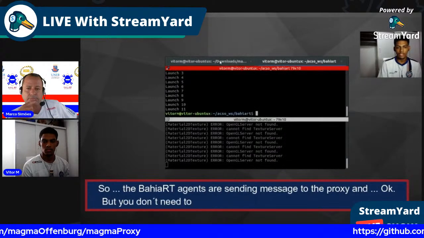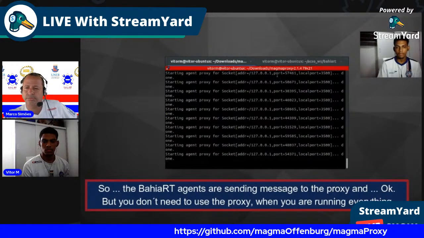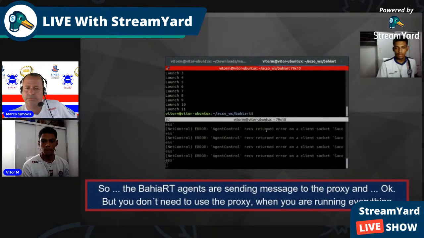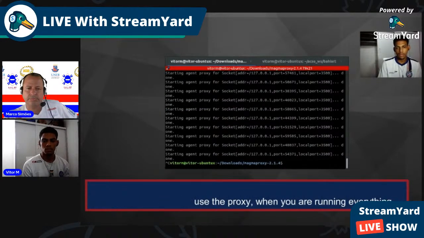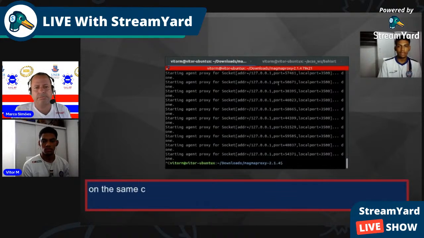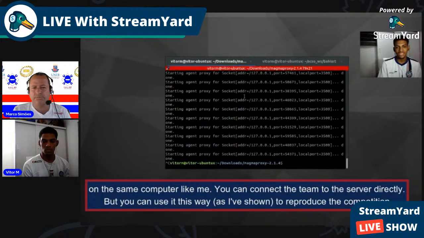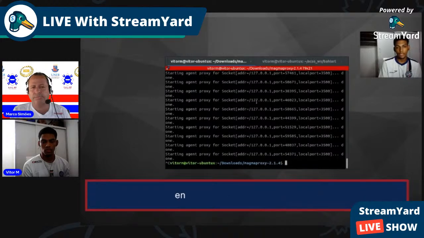And now BahiaRT is already connected to the server through the Magma proxy, so the BahiaRT is sending messages to the proxy. But you don't need to use the proxy when you are running everything on the same computer, like me. So you just need to connect the team to the server directly. But you can use it this way if you want to reproduce the competition environment on just one computer.